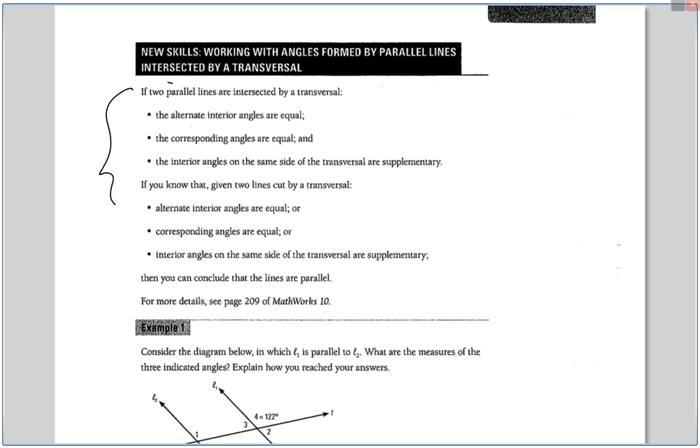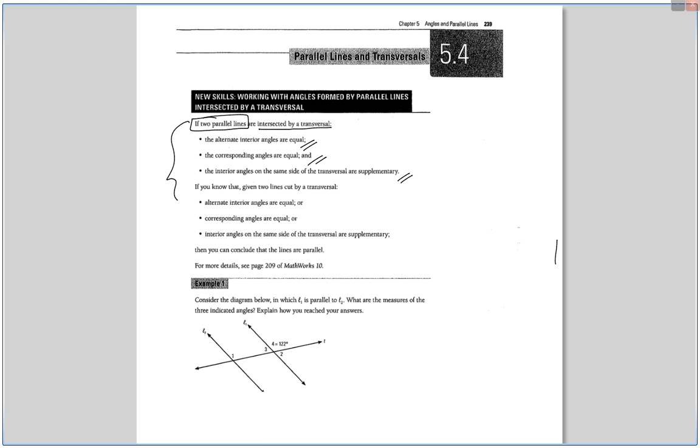If two parallel lines are intersected by a transversal, then the alternate interior angles are equal, the corresponding angles are equal, and the interior angles on the same side are supplementary. Okay, so let me draw you a picture. Let's draw two parallel lines, and let's draw the transversal. I'll use a different color for the transversal.